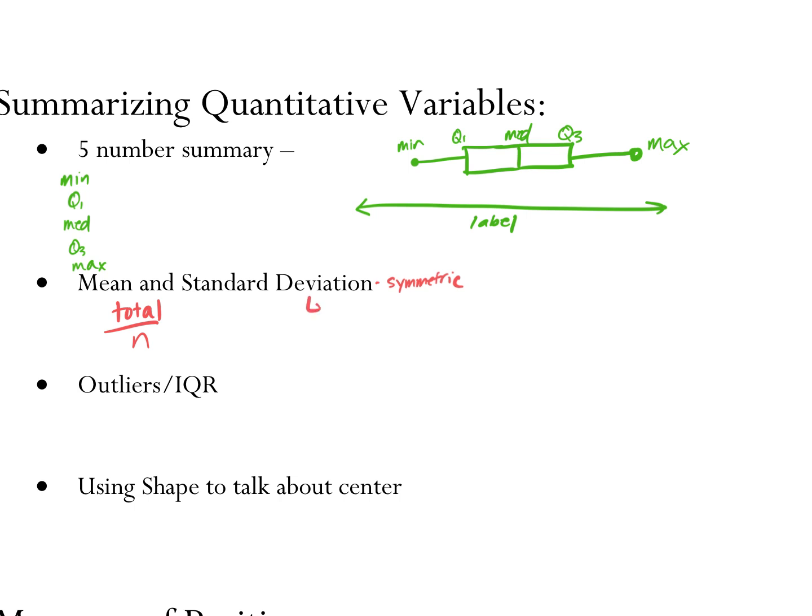Square root. I'm not worried about how to calculate it. Just in general, what does it mean? The average distance from the mean. Average distance an observation is from the mean. Okay.